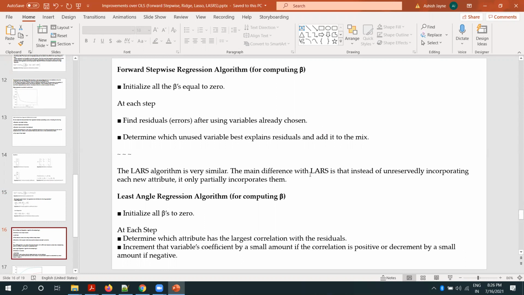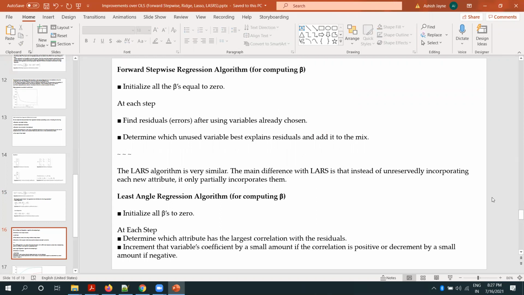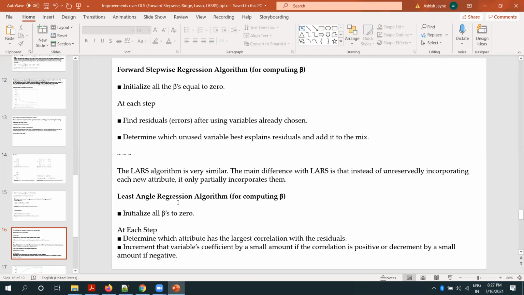The problem over here with forward stepwise is that we are unreservedly incorporating each new attribute. We are not mentioning how much change we would bring in beta before incorporating it. We are simply adding beta in an unreserved manner, while the least angle regression algorithm for computing beta tells us that we are not going to be doing it in an unreserved manner. We are going to modify it based on the correlation we have with the error function.